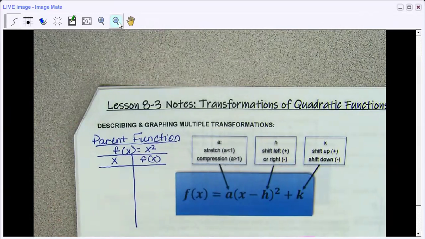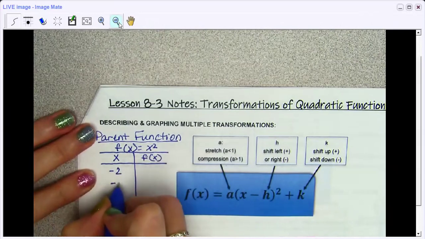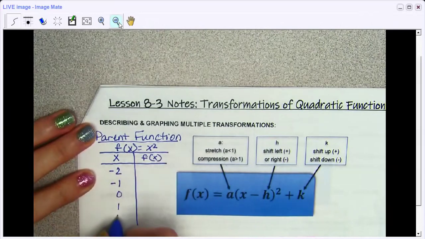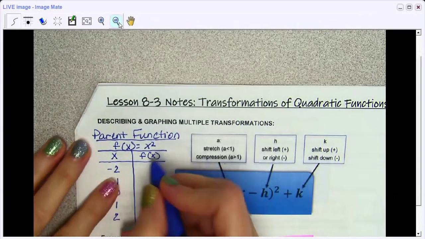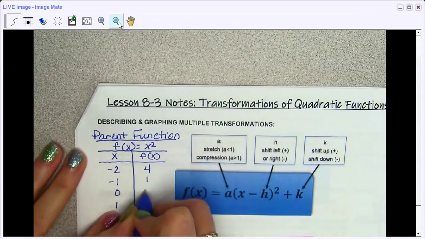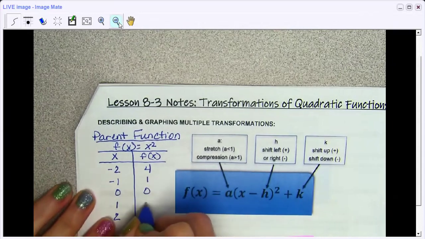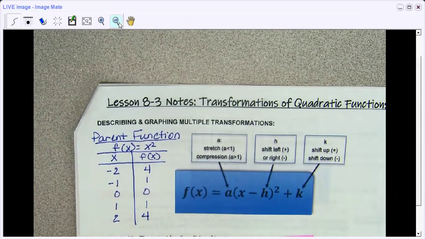So we're going to graph this so that we have 2 points on either side of 0, 0. So we're going to do -2, -1, 0, 1, and 2. Now, you do not have to do this every time. I just want to show you what the ordered pairs look like when you graph a parent function. So -2 squared is 4, -1 squared is 1, 0 squared is 0, 1 squared is 1, and 2 squared is 4. Okay. So now we're going to graph that as our parent function.